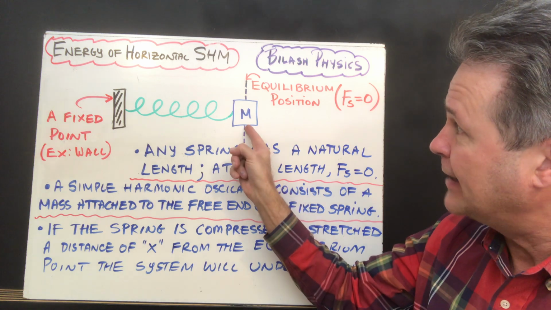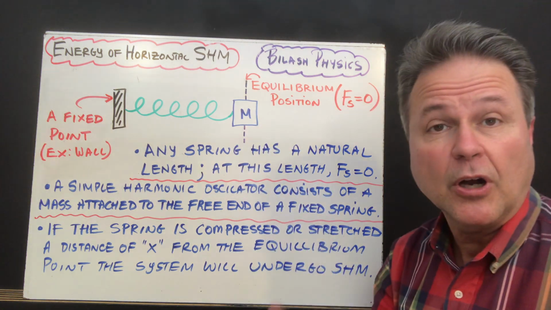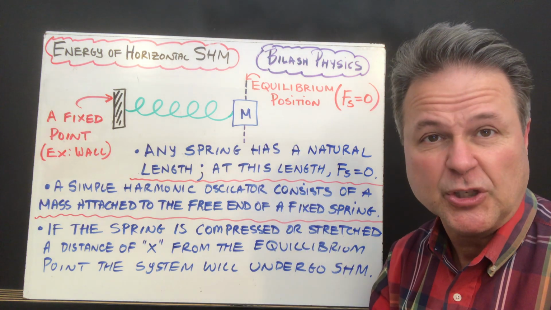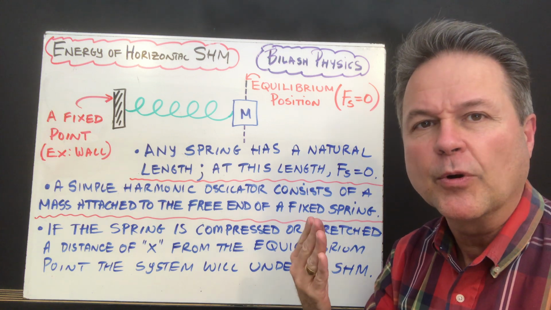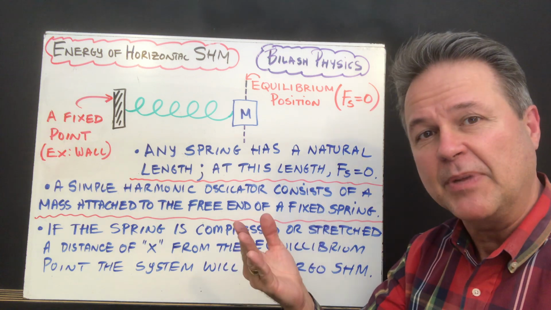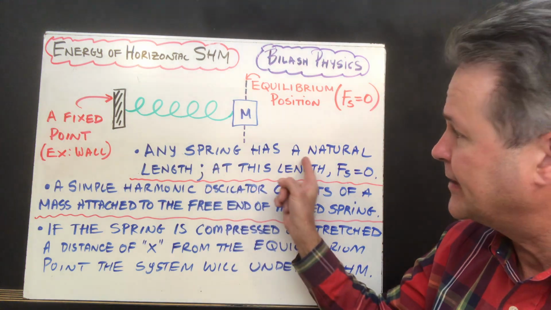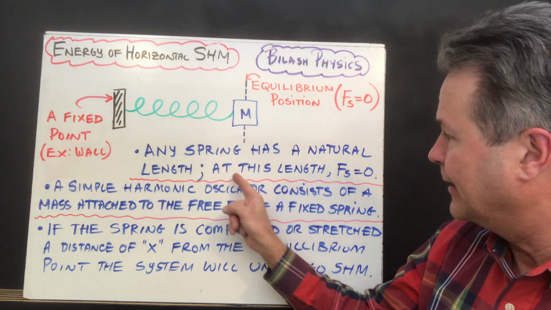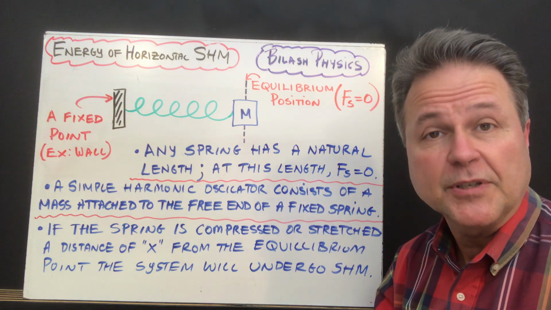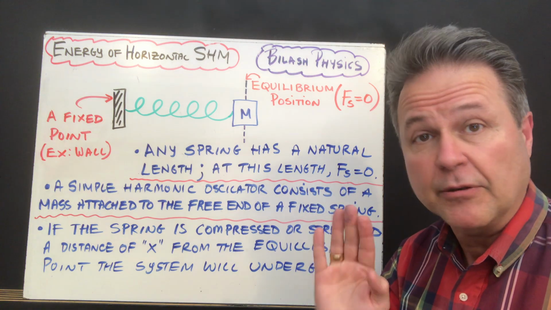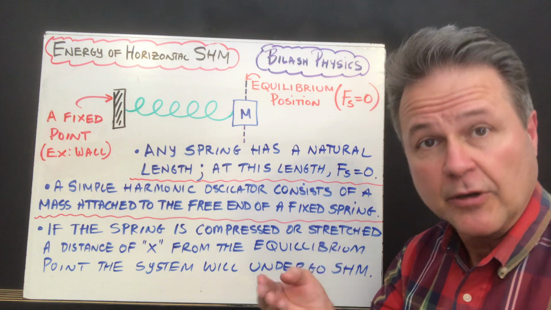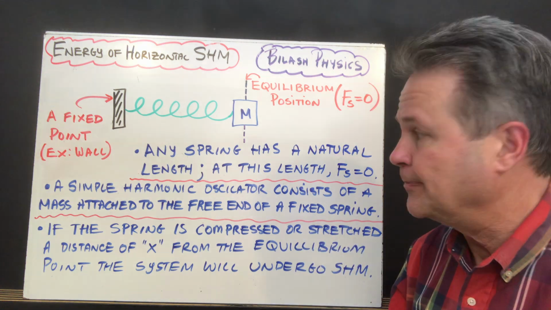And right now the mass is located at what's called the equilibrium position of the spring. That means that there are no forces acting on the spring. It's not being pulled and it's not being compressed. Now any spring has a natural length, and at this length the spring force is equal to 0, because there are no forces either pushing or pulling on the system.